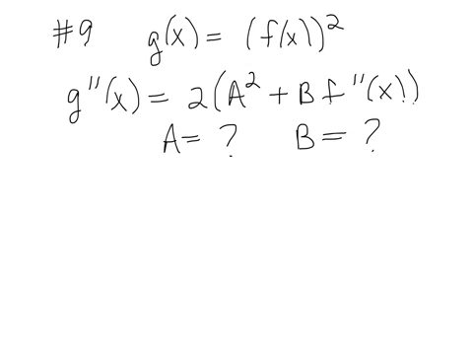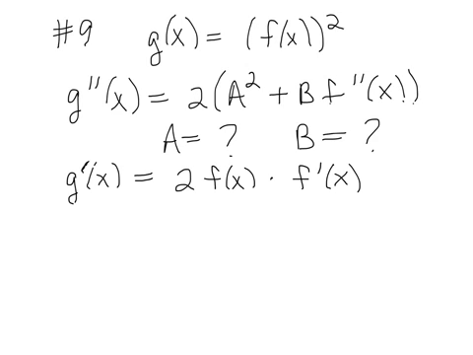Now, it helps to find the second derivative here. So g prime of x, if we look back at this function, g of x is equal to f of x quantity squared. So we have to use the chain rule here. So the derivative is equal to 2 times f of x times the derivative of f of x, which is f prime of x.